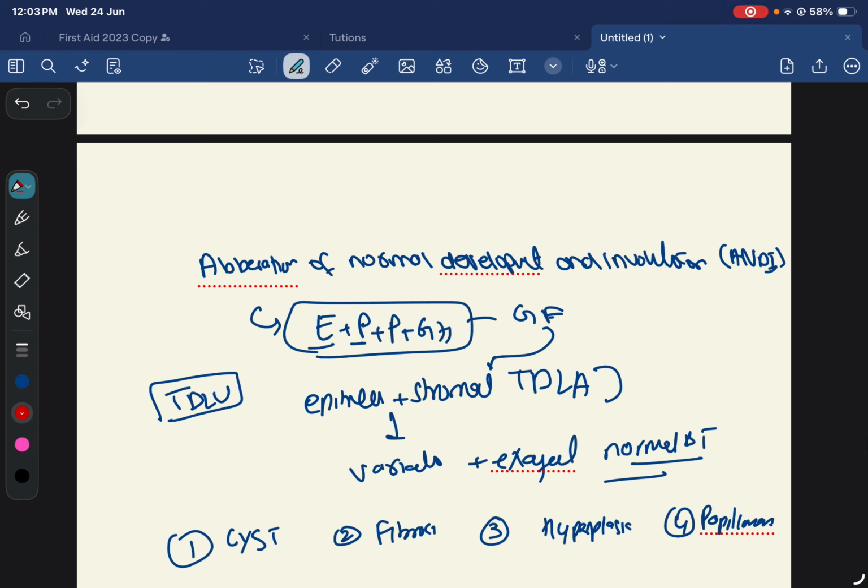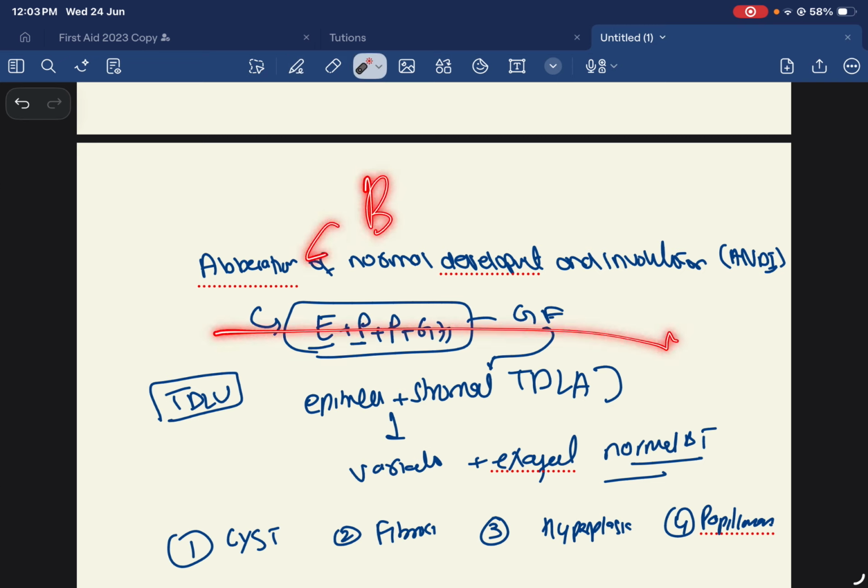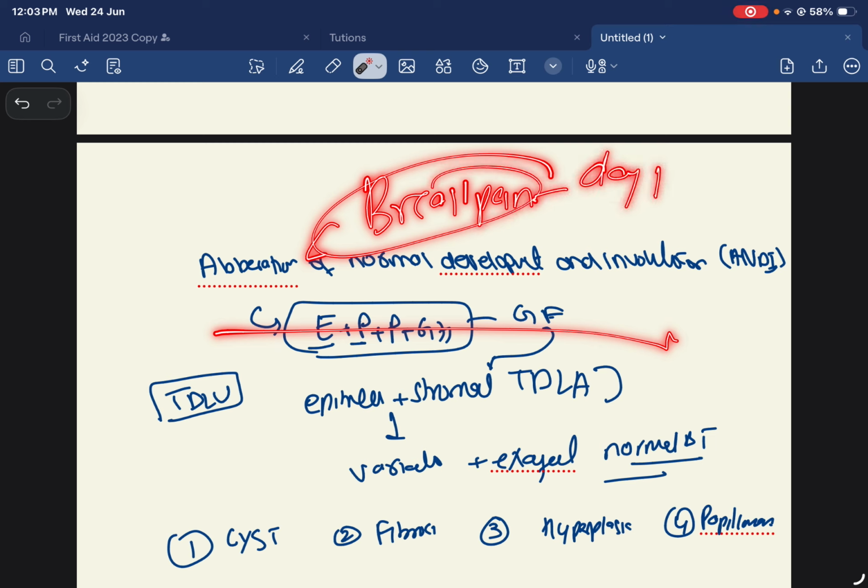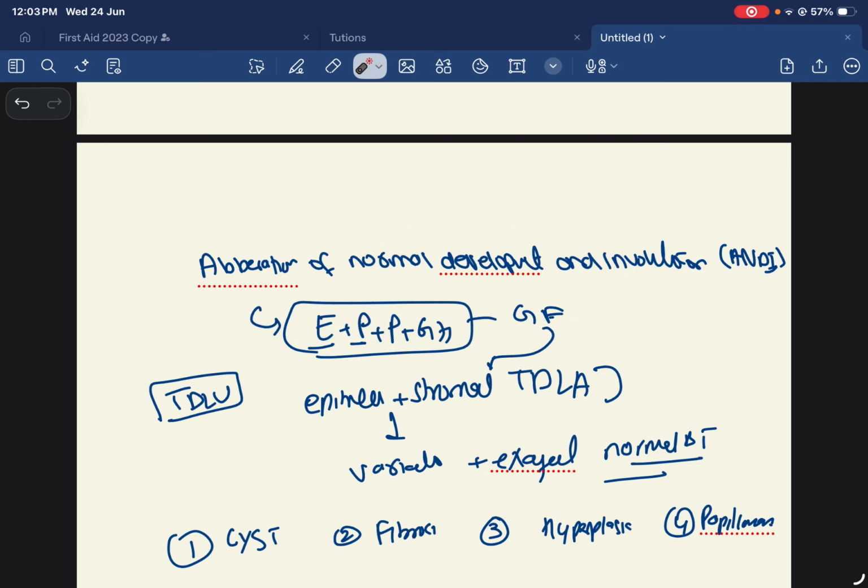So the clinical features of all of these, when we're discussing ANDI, the aberration of normal development and involution, are going to be breast pain, which increases starting from day 14. So in the premenstrual days, it's going to increase from day 14 to 28, and it's going to get worse and severe. The second one would be lumpiness. So the clinical features are lumpiness of the breast and also breast pain.